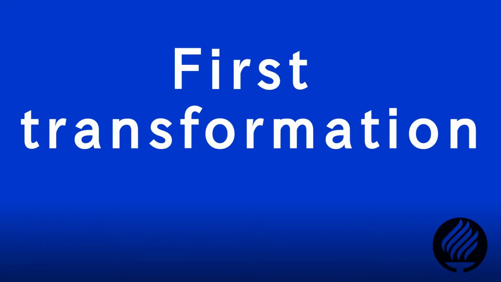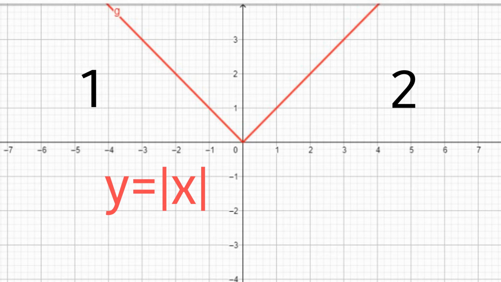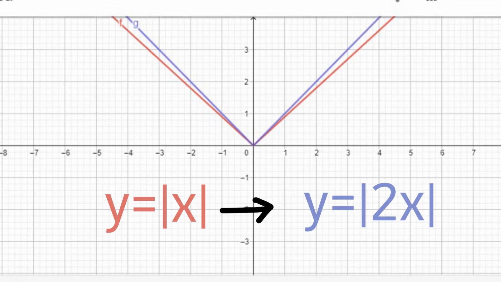First transformation. The first transformation we will see is how the graph gets narrower or wider according to the x value. In this image, we have the absolute value of x, or when x is the same. You see, it has a diagonal direction and forms a kind of V in the first two quadrants. But if we change the value of x into 2x, the graph gets narrower, and as we add more and more value to x, the graph gets more narrow.